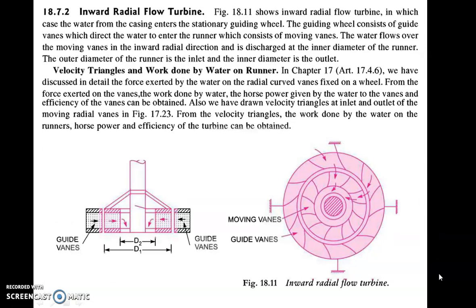As I have told you, the definition of inward radial flow turbine: if you see in this figure, these are the guide vanes. When water enters the guide vanes, it is entering from outward to inward. That's why such a turbine is called an inward flow radial turbine. If you see the side view, the water enters like this, radially inward. Water is entering from guide vanes to the runner vanes and then going outside. So that is a radial inward turbine.